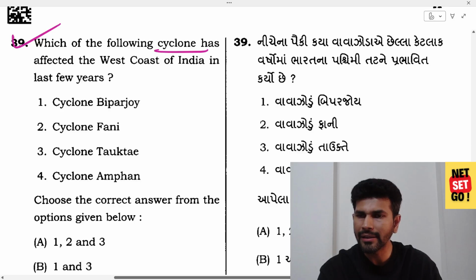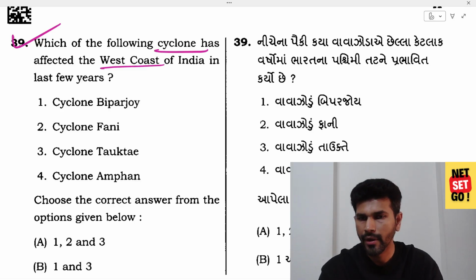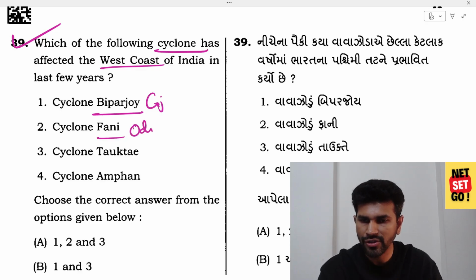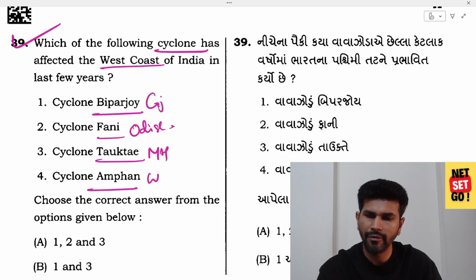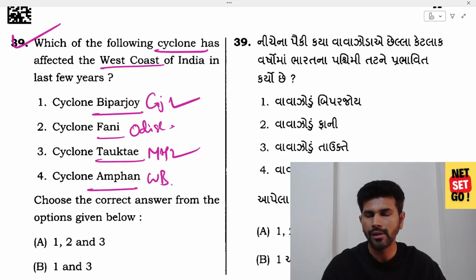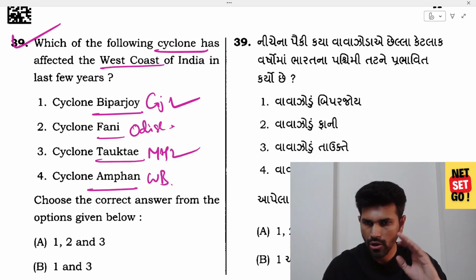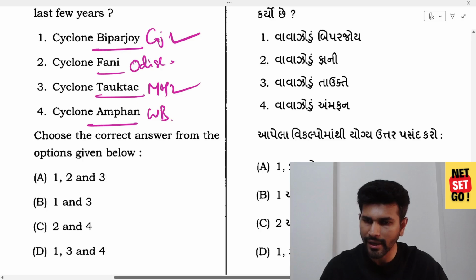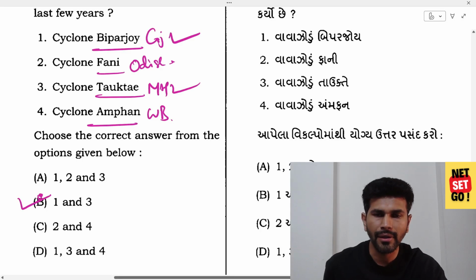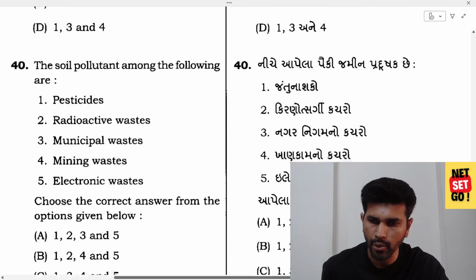Next, which of the following cyclones has affected the west coast of India in last few years? Cyclone Biparjoy, ગુજરાતમાં, Fani, Odisha, Tauktae, Maharashtra, and Amphan is in West Bengal. તો આમાંથી વેસ્ટ કોસ્ટમાં કયા કયા આવે? ગુજરાત અને મહારાષ્ટ્ર વેસ્ટ કોસ્ટમાં છે અને ઓડિશા વેસ્ટ બંગાળ ઈસ્ટ કોસ્ટમાં છે. તો 1 and 3 are correct answer. Option B is correct answer. Similar type of question 23 માં પણ આવેલો, લાસ્ટ 2023 માં પણ પૂછાયેલો છે.